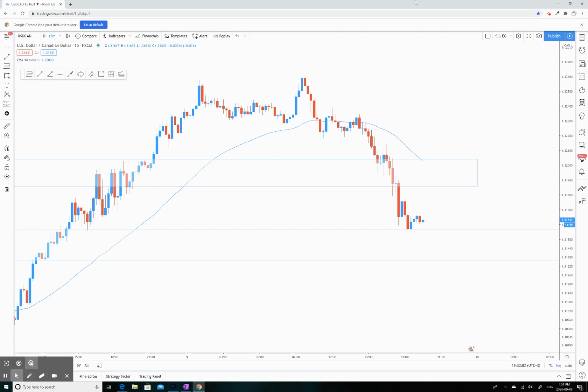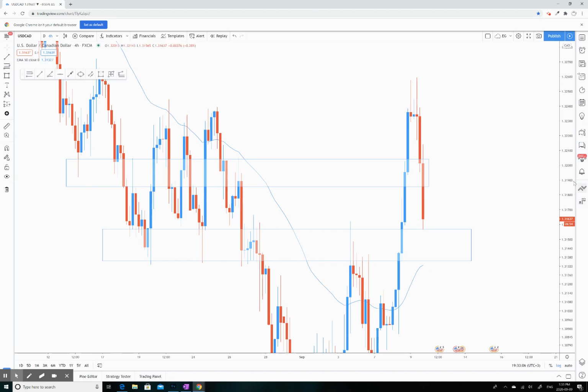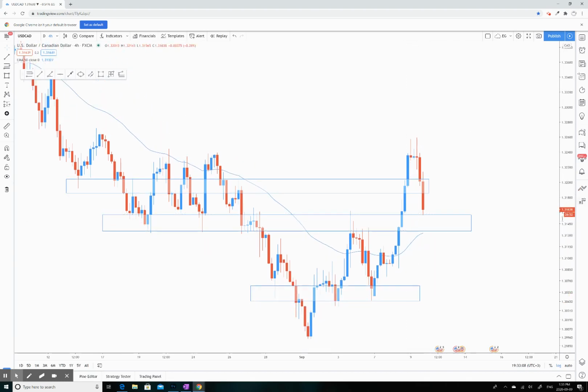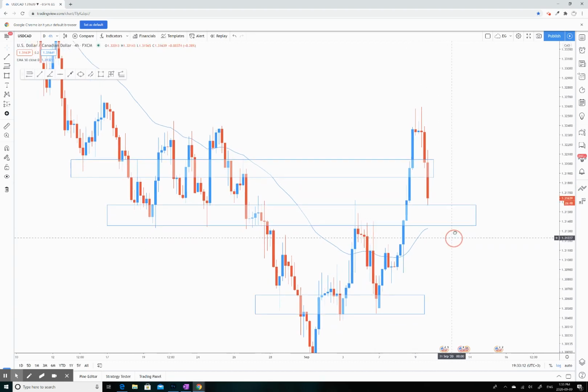And then I'll go back to the 4 hours. I'm switching back to the 4-hour chart. So we are starting to see rejection form even now as we're watching this live. This is kind of bouncing right off there.